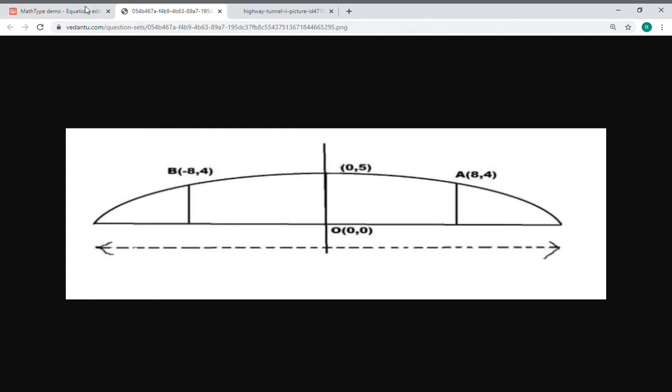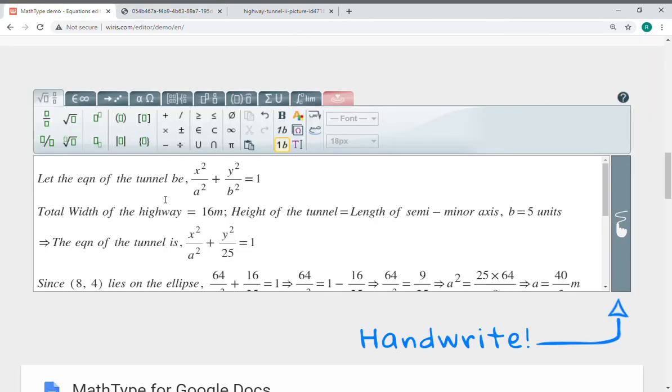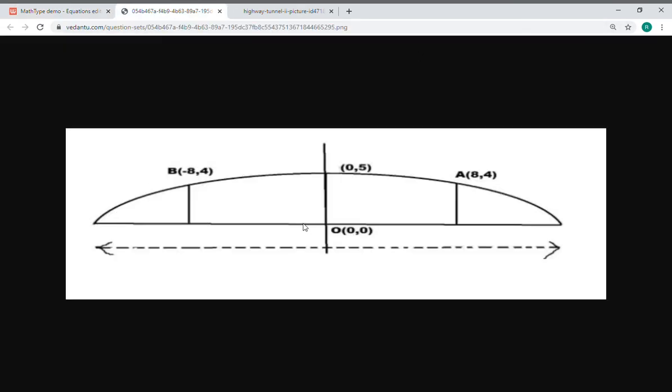எப்படி பண்ணலாம்னு பார்க்கலாம். So இங்க equation of the tunnel is x square by a square plus y square by b square is equal to 1. Total width of the highway is 16 meter. Height of the tunnel is nothing but the length of the semi minor axis, which b is equal to 5 units. So இங்க பாத்தீங்கன்னா இங்கிருந்து இது வரைக்கும் it's the height of the tunnel. அதான் இங்க length of semi minor axis, it's b is equal to 5 units.